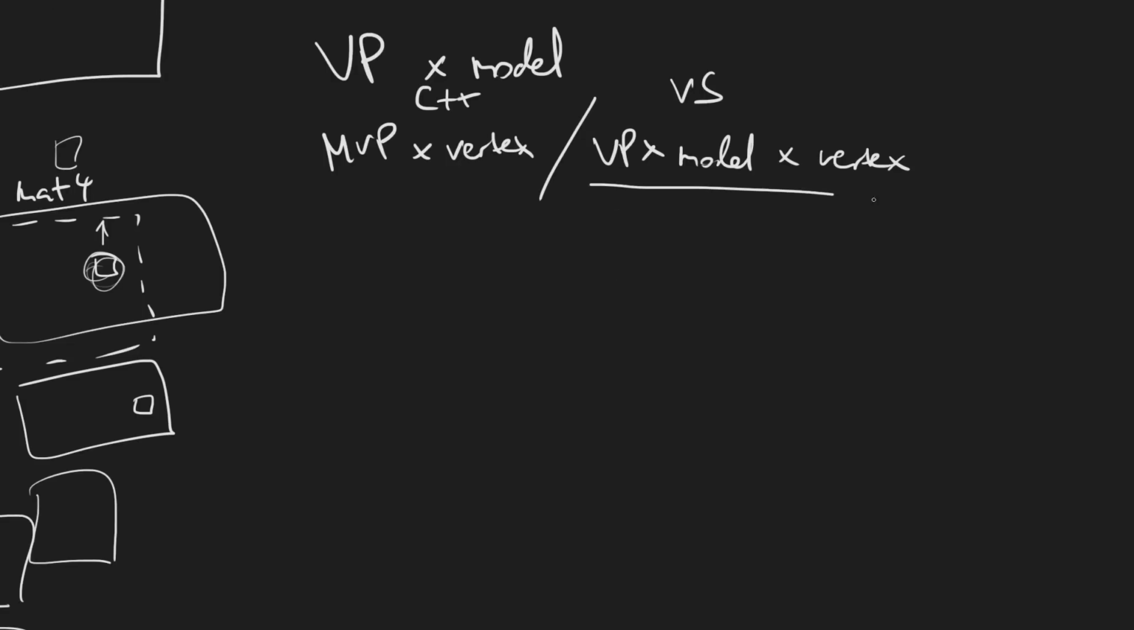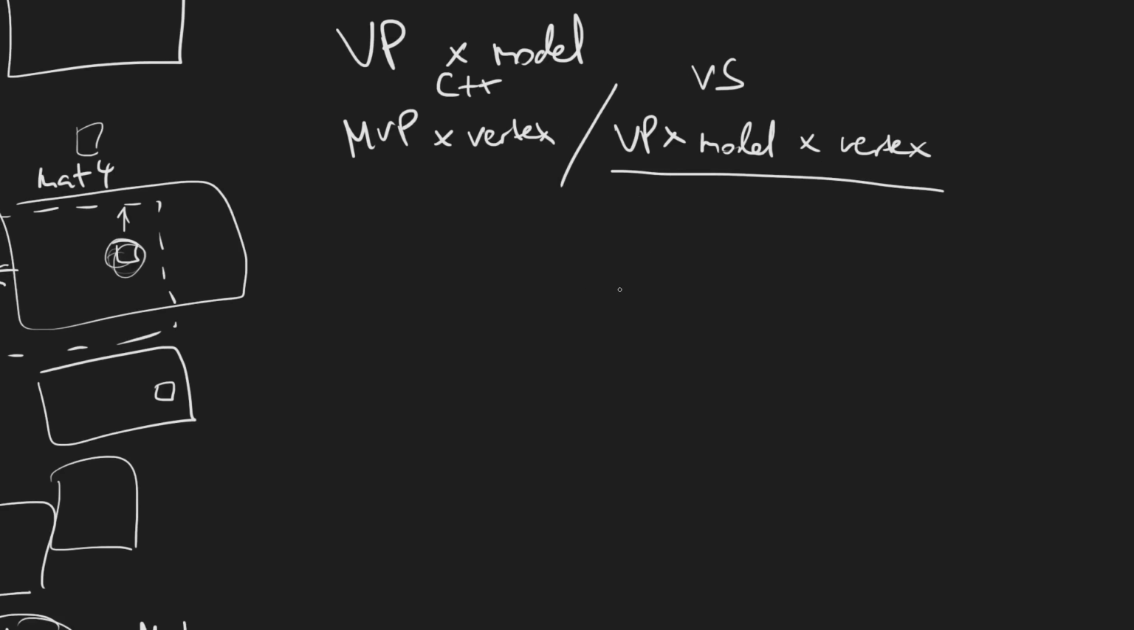So typically I end up doing something like this in my shader, right? Where I have the view projection, which is my camera. I have the model, which is the transform of my object. And then I have obviously the vertex data, which comes in the attributes. Okay, so that's what we end up with.